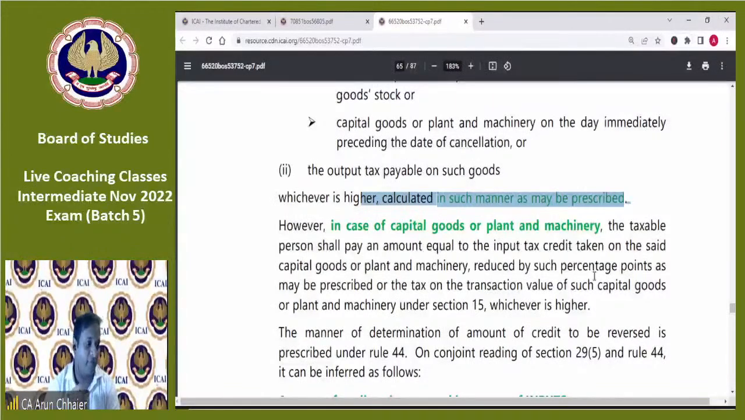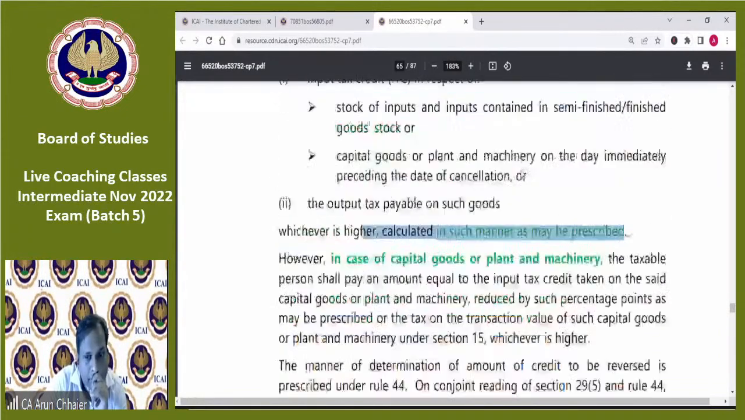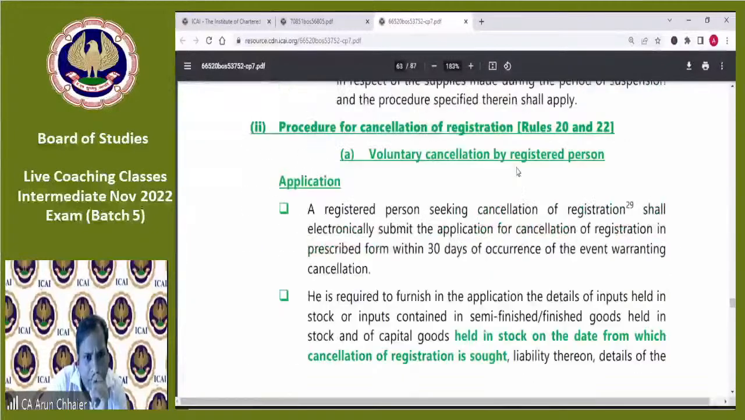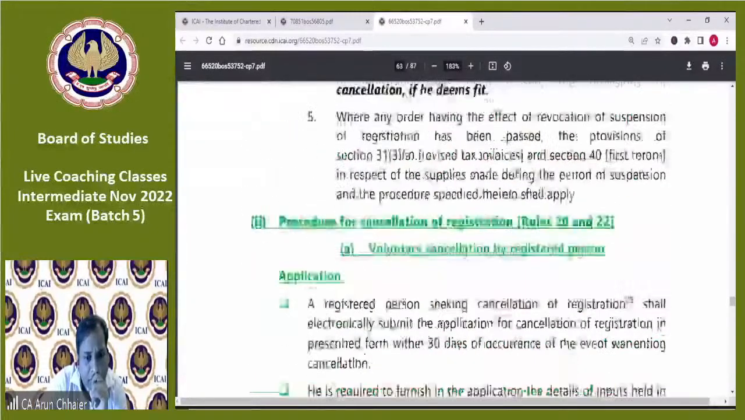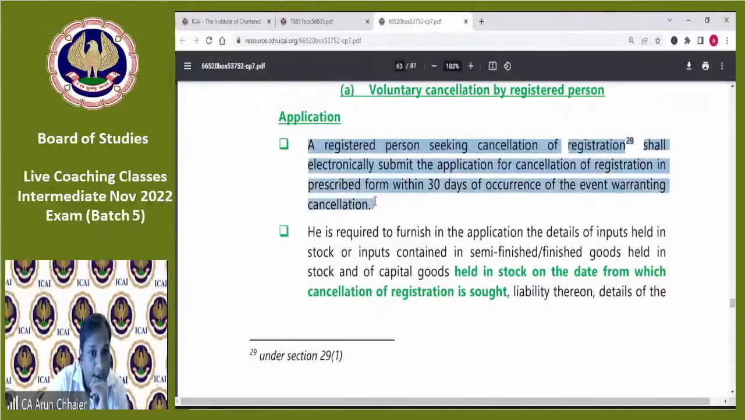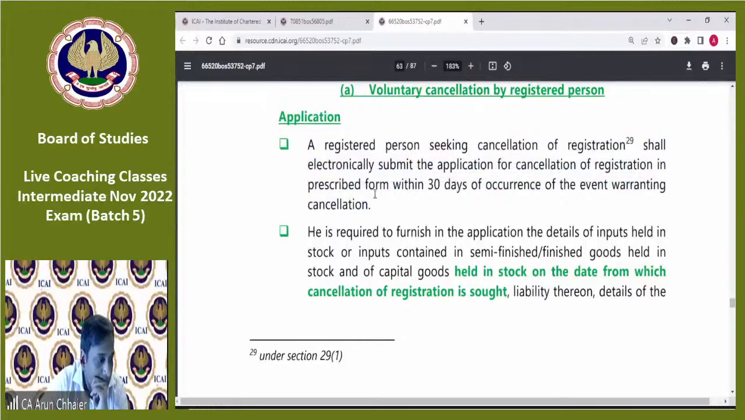Sir, please explain the first point under voluntary cancellation in this rule 20 and 22. This one, Ayush, you meant to say this point.